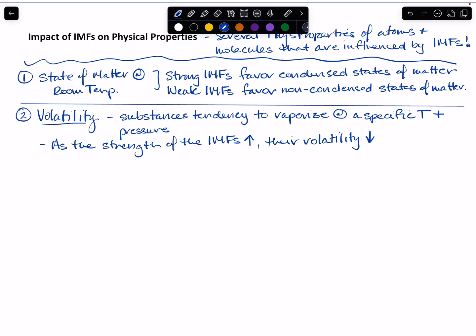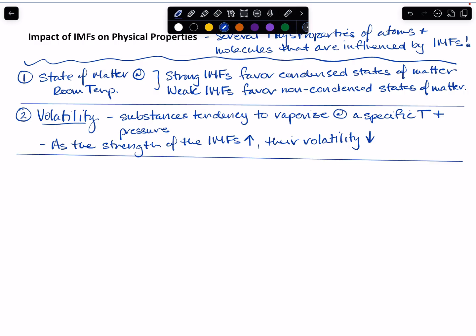So substances with strong intermolecular forces tend not to form gases. They tend not to vaporize. If you've ever sprayed cologne or perfume or deodorant, anything with a scent, that scent is made up of some sort of molecule that has weak intermolecular forces. So it vaporizes as soon as it is out of the can. It is no longer under pressure, so it vaporizes. So it has high volatility. As the strengths of the IMFs go up, their volatility is going to go down. They'll be less likely to form a vapor.